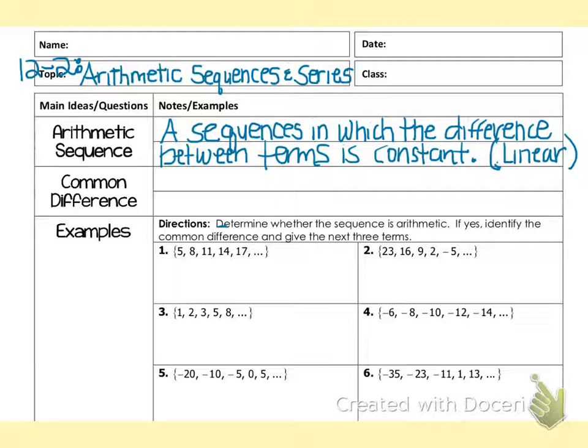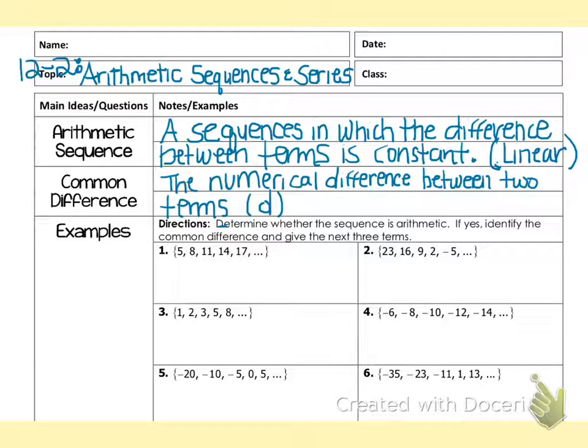So by definition, an arithmetic sequence is a sequence in which the difference between terms is constant. And you remember when we talk about lines, we say the difference between points on the line is constant. They're at a constant change, or the slope. And so that's why we can correlate the two and use some things that we know about that.